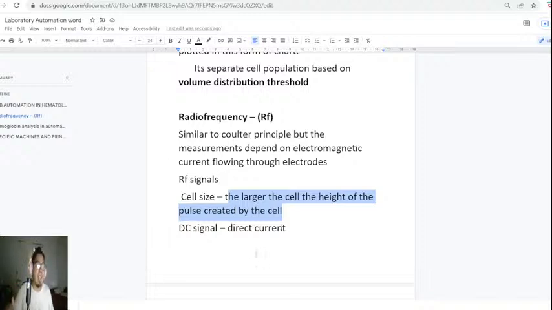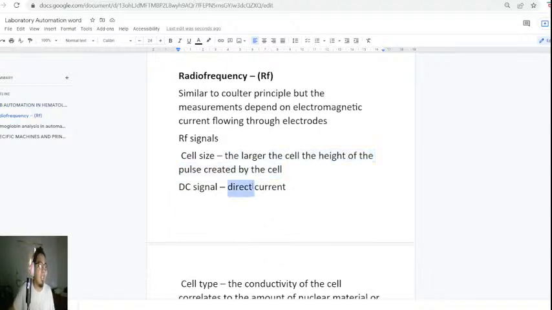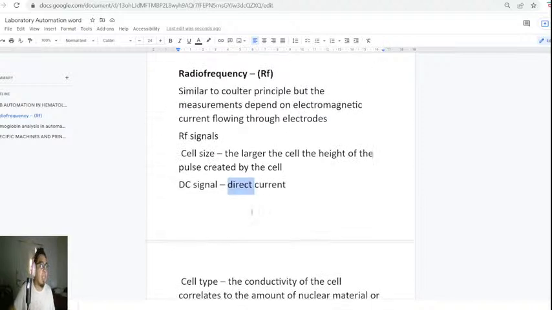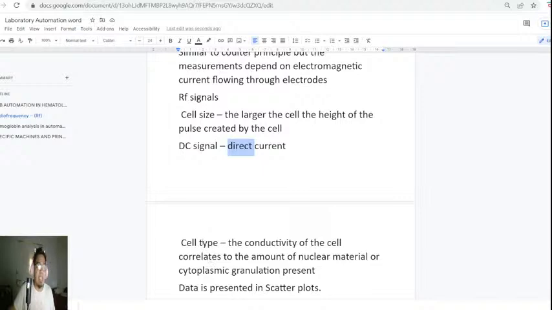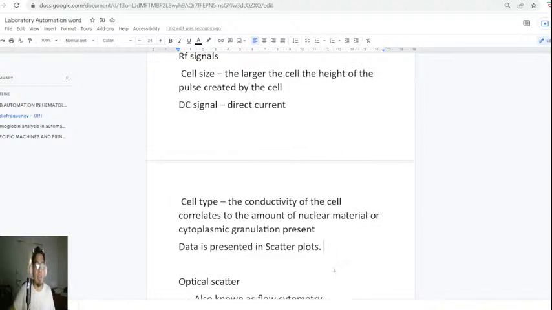So electromagnetic current is flowing this time. It has something to do with electromagnetic currents. All right. Now, DC signal is the direct current, which has something to do with electricity. That's how it can determine the cell type. The conductivity of the cell correlates to the amount of nuclear material and cytoplasmic granulation. And this time the data is presented in a scatter plot.